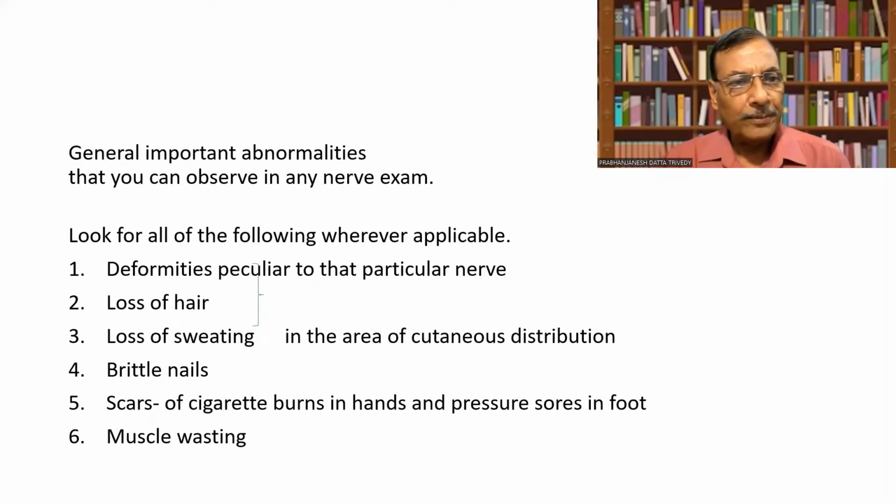So the general abnormalities that you can observe in any nerve examination are, first, the deformities peculiar to that particular nerve. There could be loss of hair in the cutaneous supply of the nerve. There will be loss of sweating in the area. There will be brittle nails, scars of cigarette burns in the case of the hands, and pressure sores in the foot. And there will be particular muscle wasting in the muscles supplied by the nerve.